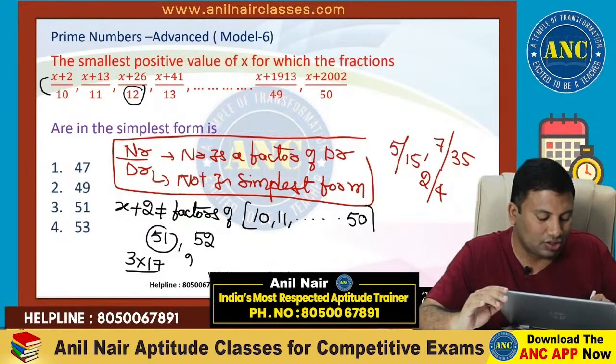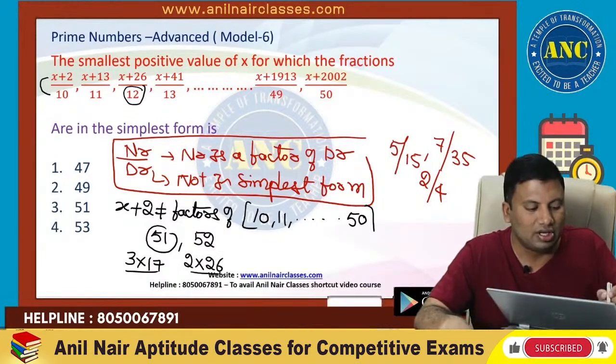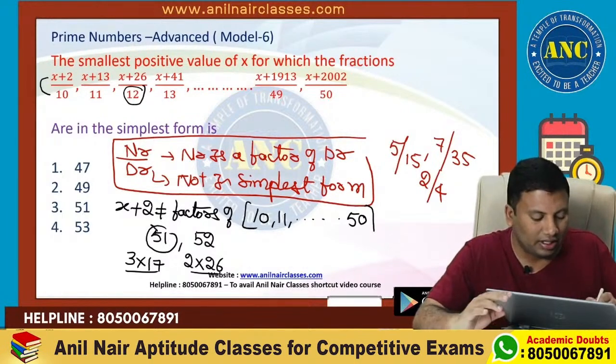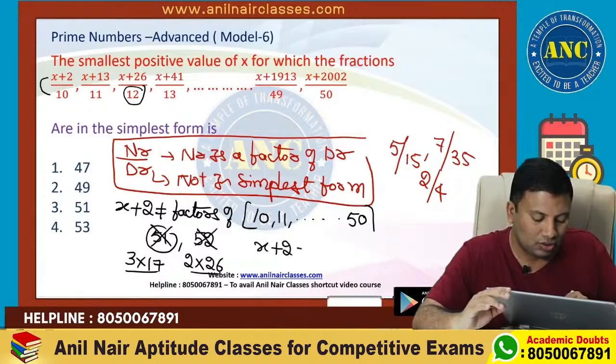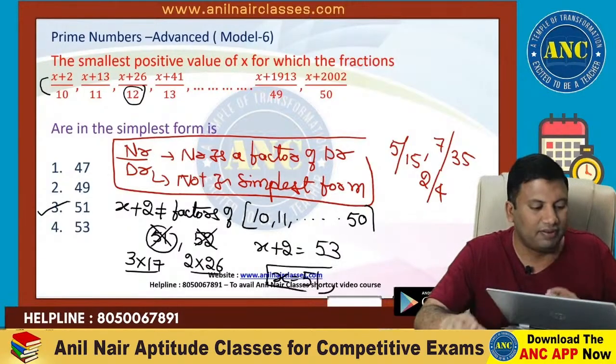52 is 2 and 26. 26 will come as you proceed from 2 and 49. 2 also will come, which is a factor of the denominator. So it cannot be 51, it cannot be 52. So x plus 2 has to be 53. x is nothing but 51.